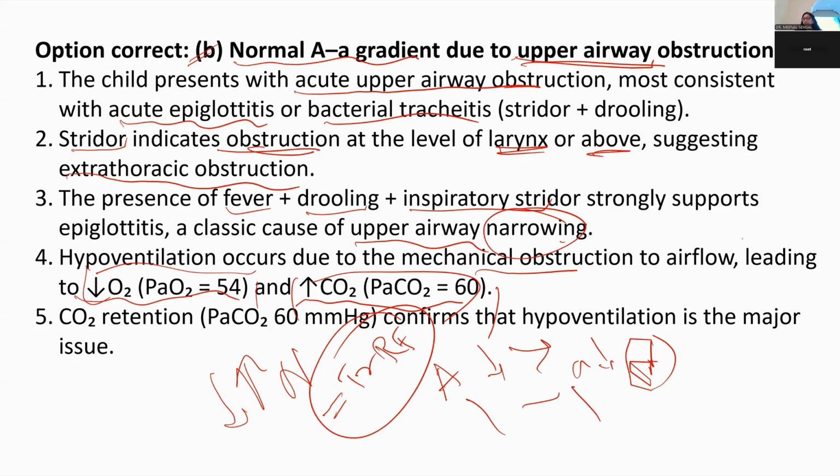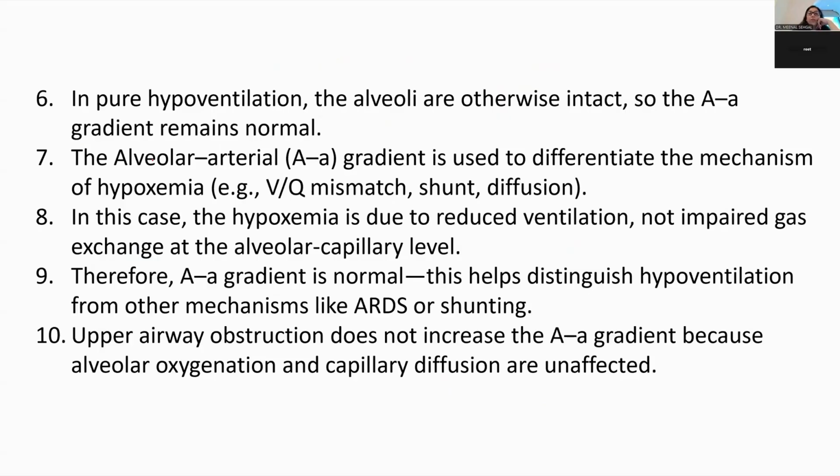So CO2 retention confirms hypoventilation as the major issue. In pure hypoventilation, the alveoli are otherwise intact. So what happens? The AA gradient remains normal. The alveolar arterial gradient is used to differentiate the mechanism of hypoxemia. We find out whether the gradient is normal or raised to find out the mechanism of hypoxemia. For example, whether it's a VQ mismatch or a shunt or a diffusion defect.